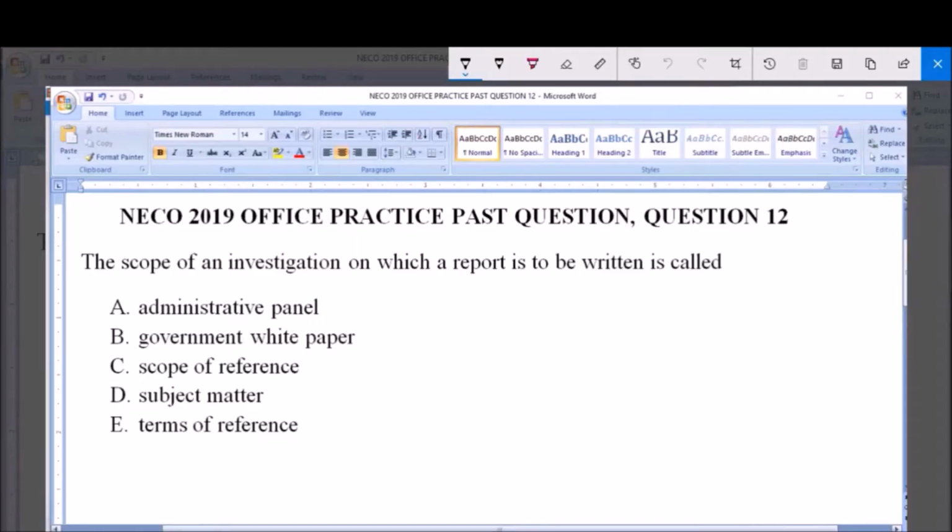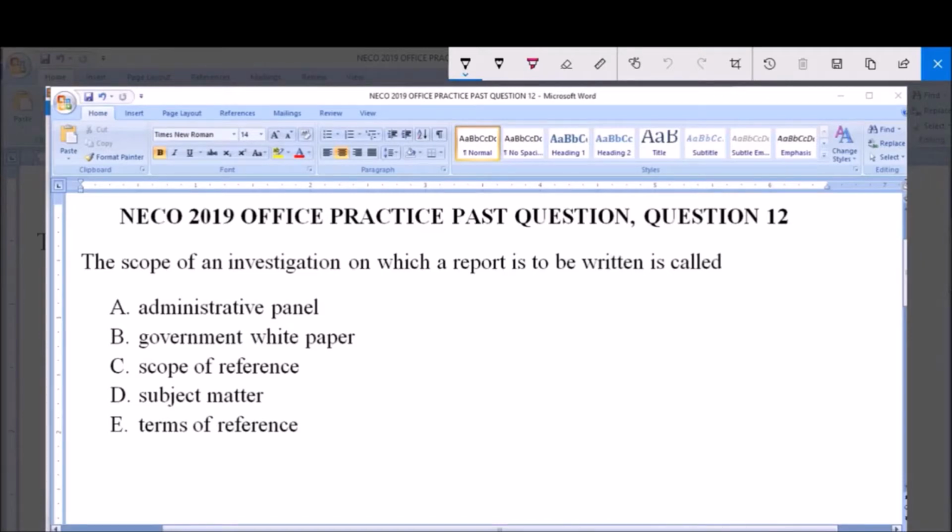I'm going to be solving NECO 2019 Office Practice past question, question 12. The scope of an investigation on which a report is to be written is called A. Administrative panel, B. Government white paper, C. Scope of reference, D. Subject matter, and E. Terms of reference. So we have to pick an option which is described as the scope of an investigation on which a report is to be written.